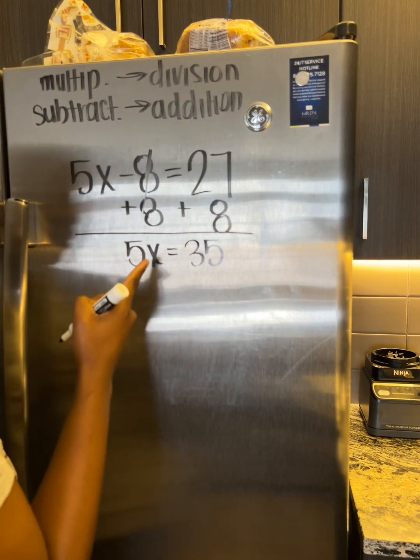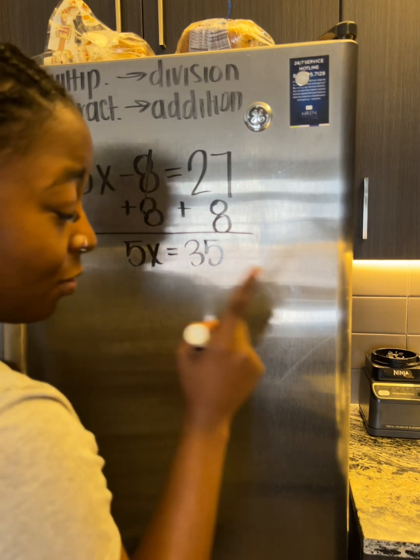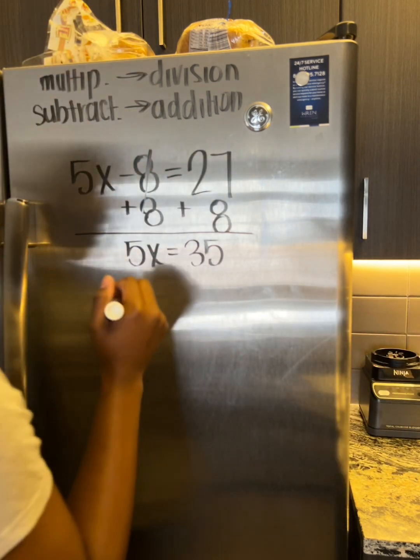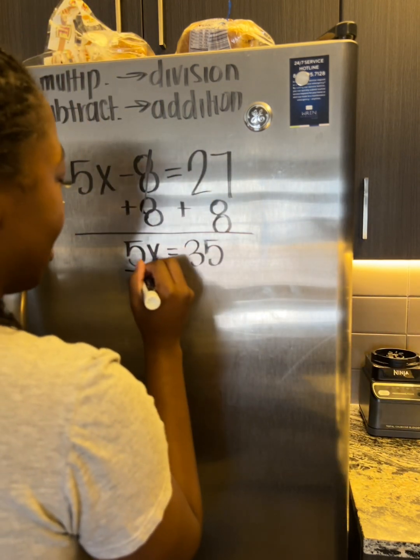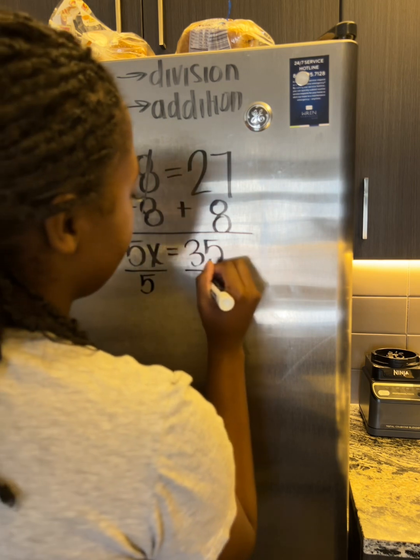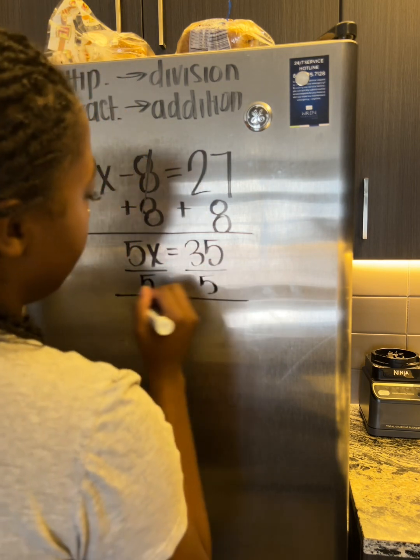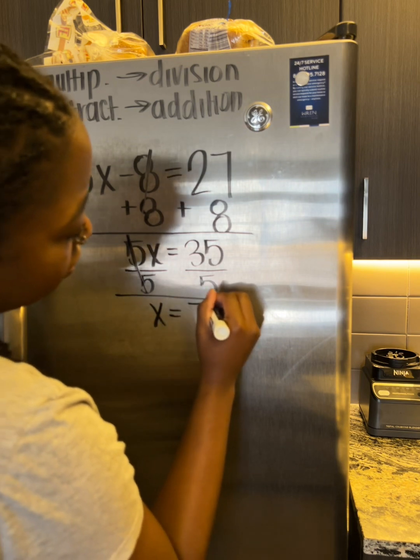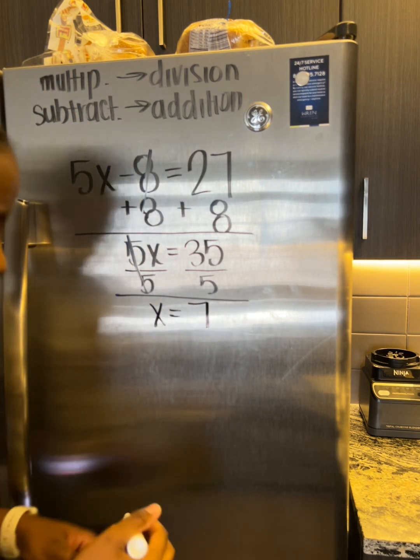And now I have a one-step multiplication problem. And on a one-step multiplication problem, we divide. Yeah, divide. I heard your participation. All right, these 5s cancel out. X equals 7. Look.